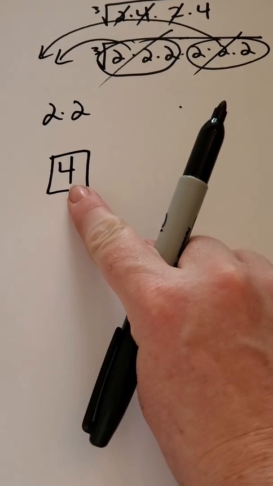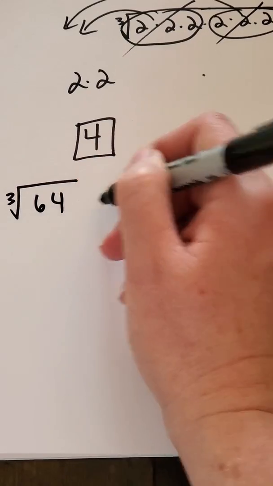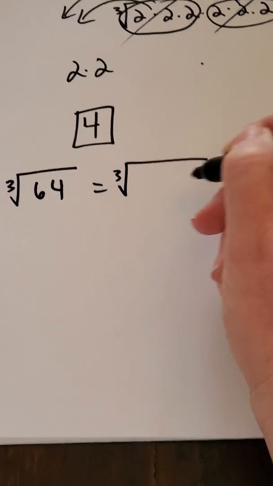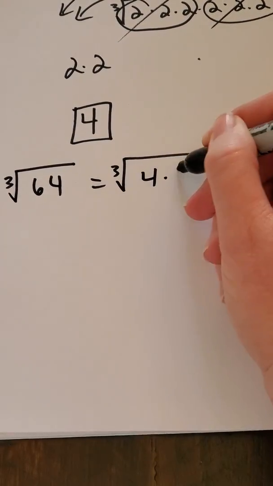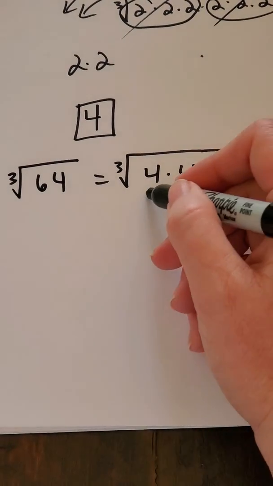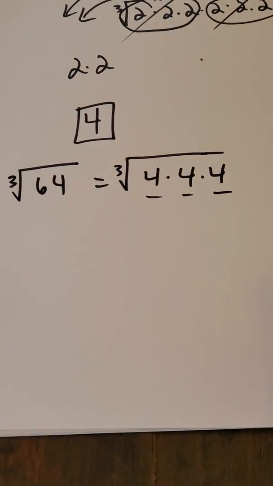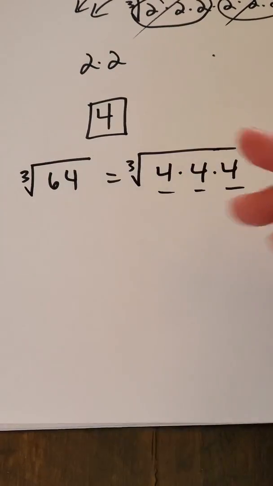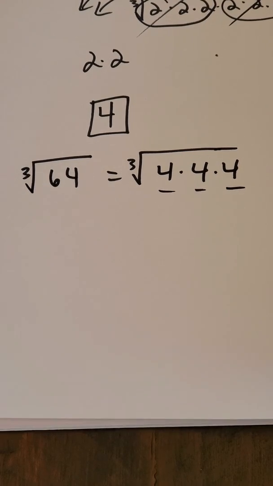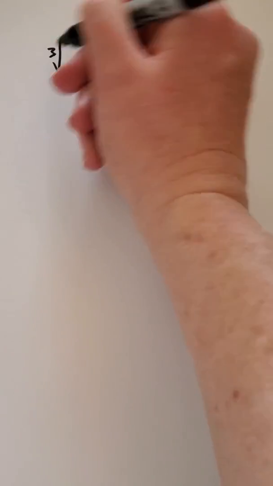Okay? What this answer means is the cubed root of 64 means that 4 times 4 times 4 equals 64. 4 times 4 is 16, and 16 times 4 is equal to 64. So taking the cubed root, they just want to know what number times itself three times is equal to the number on the inside.